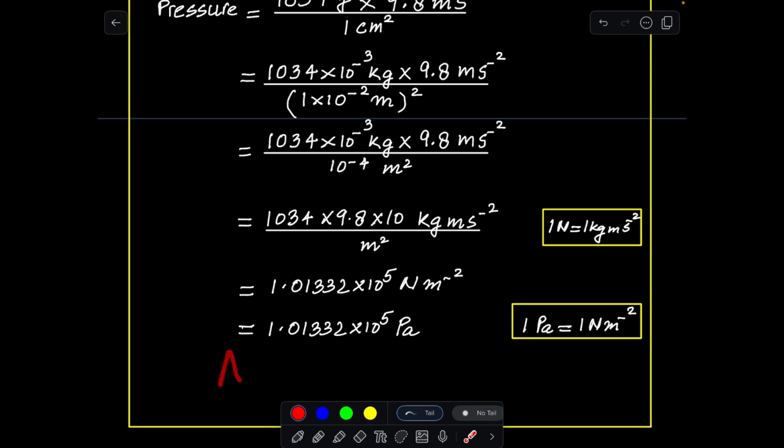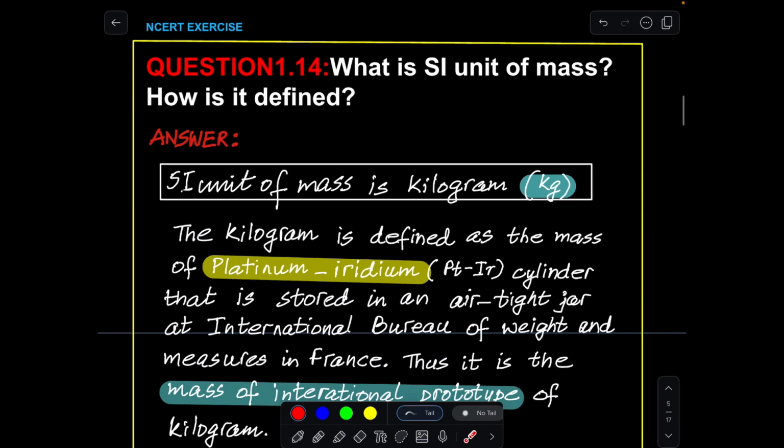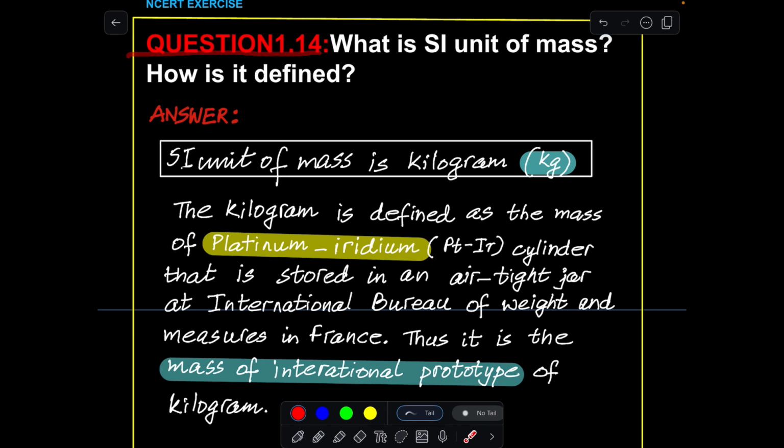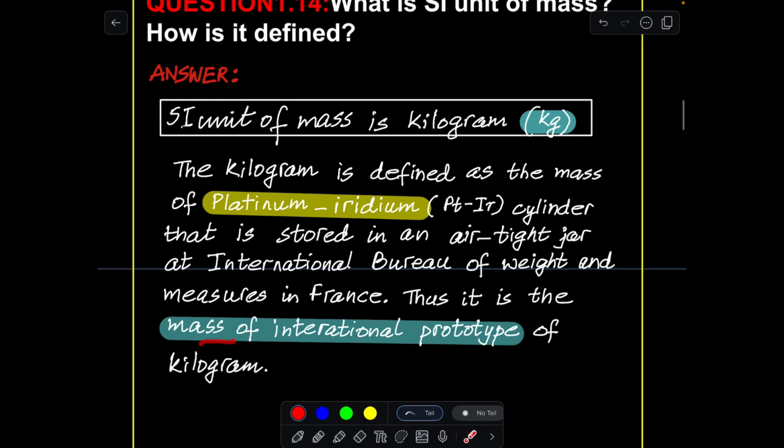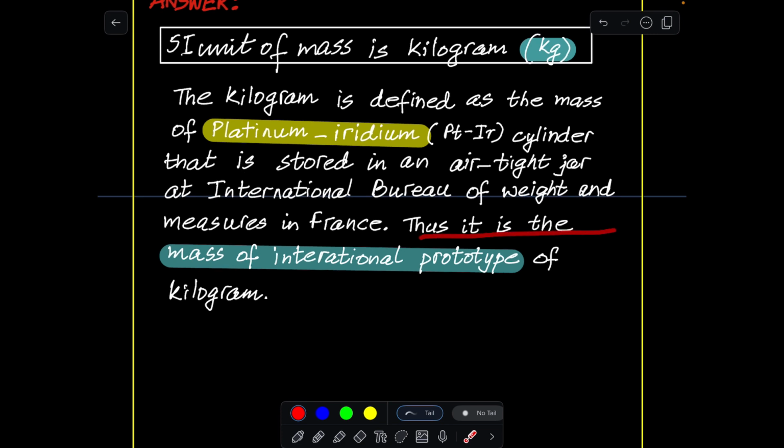Now come to the next question, 1.14. What is the SI unit of mass and how is it defined? The SI unit of mass, as all of us know, is the kilogram, represented by kg, that is, small k small g. The kilogram is defined as the mass of a platinum iridium cylinder that is stored in an airtight jar at the International Bureau of Weights and Measures in France. Basically, this is the prototype of mass. Therefore, 1 kilogram is defined as the mass of the international prototype of the kilogram.